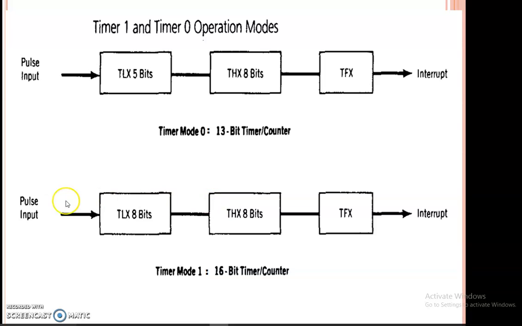Next, mode 1. Look at this diagram. Mode 1 is nothing but a 16-bit timer. You have to utilize the full 8 bits of the lower byte and higher byte. 8 plus 8, nothing but a 16-bit timer is used. And TFX means it may be TF0 or TF1, the timer overflow flag to generate the interrupt.